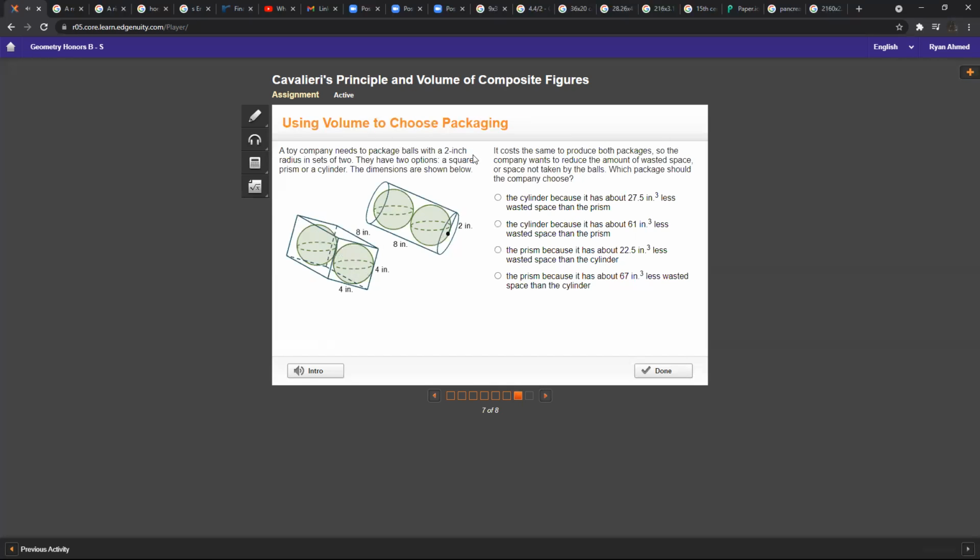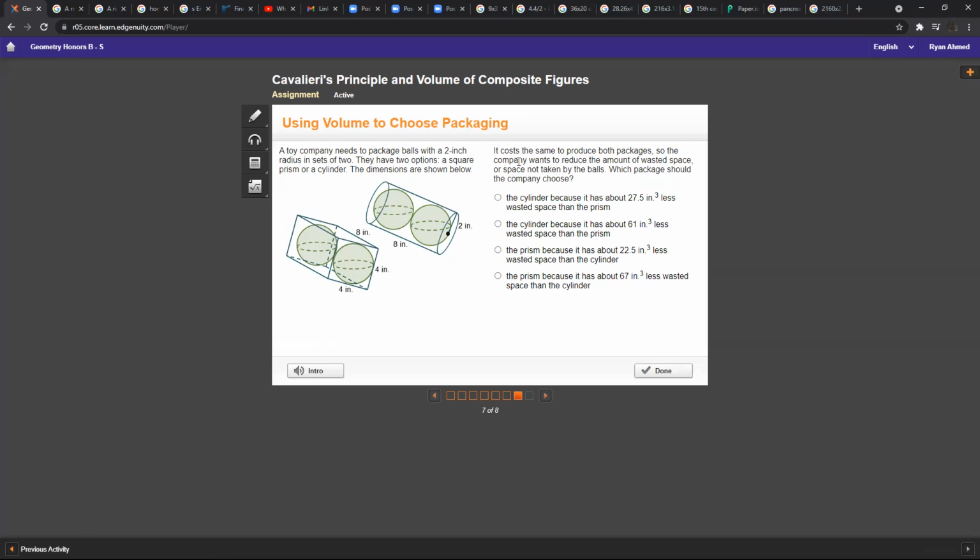A toy company needs to package 2-inch radius balls in sets of 2. They have 2 options, a square prism or a cylinder. It costs the same to produce both packages, so the company wants to reduce the amount of wasted space, or space not taken by the balls. Which package should the company choose? So what we want to do is calculate the space not being taken up by the balls. First we have to figure out the volume of just one of the balls. So we need the volume of a sphere.